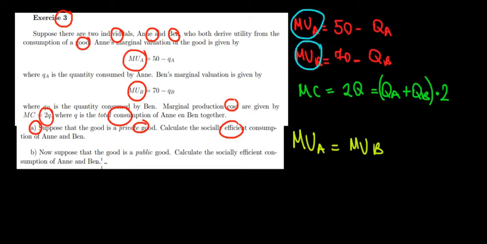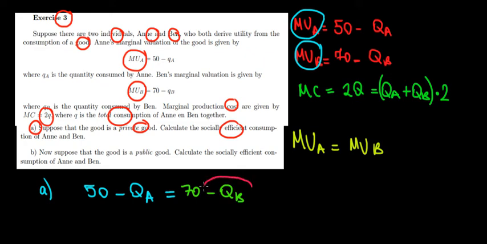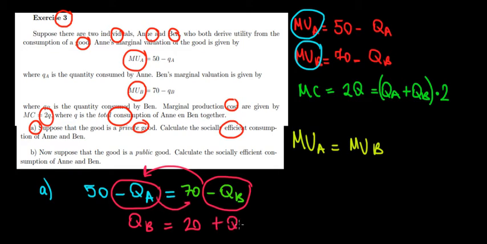Now let's calculate that relationship. So we would have 50 minus qa, that's the marginal utility of Anne, is equal to 70 minus qb. So 70 minus qb. Let's take the numbers on one side. Minus qb goes over there to make it positive, so we will have qb equals 70 minus 50, which is 20, and then we take qa to the right side, so it becomes plus qa. Now we found the relationship between qb and qa.